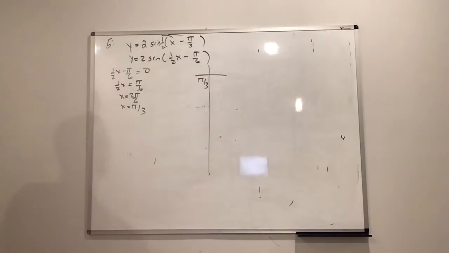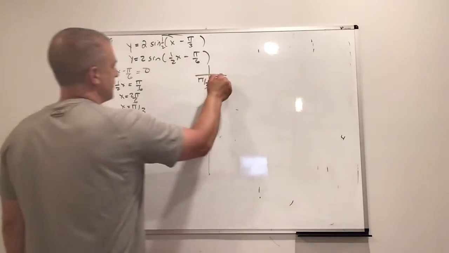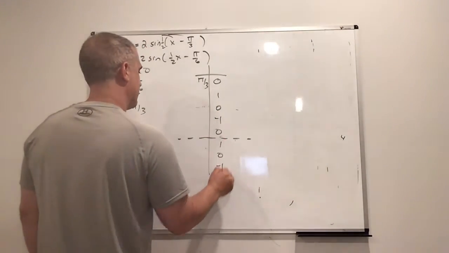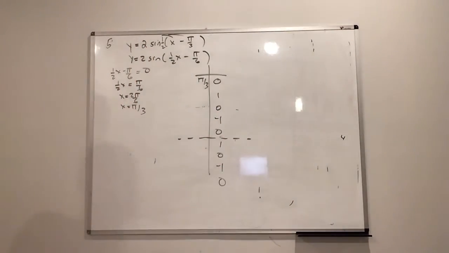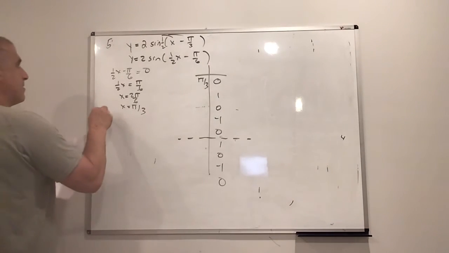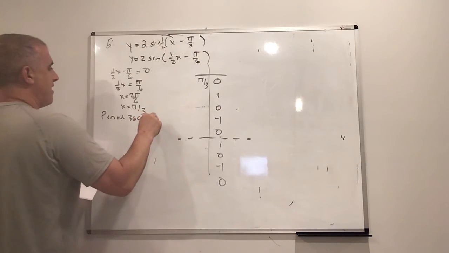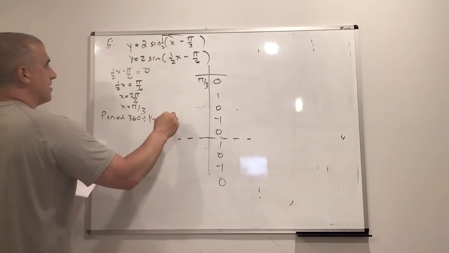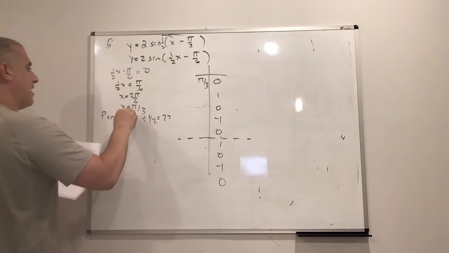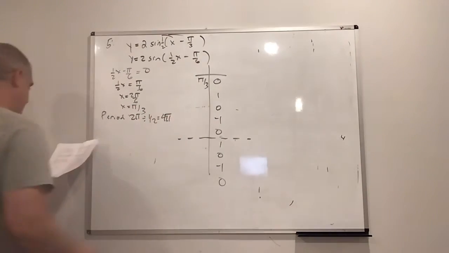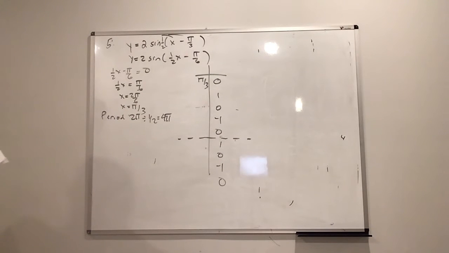All right. So the values for sine are 0, 1, 0, negative 1, 0, 1, 0, negative 1, 0. Okay. What I want to do is take my period, which would be, not 360, I'm sorry, 2 pi, divided by 1/2, because that's the number there. That would be 4 pi there.